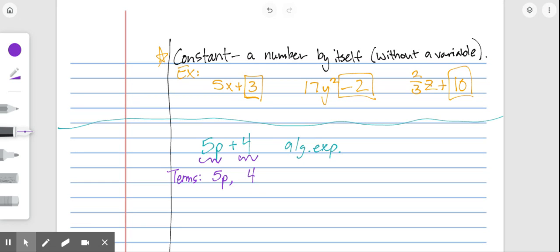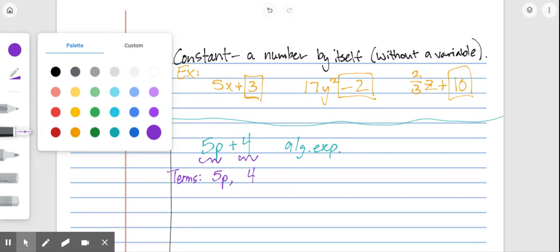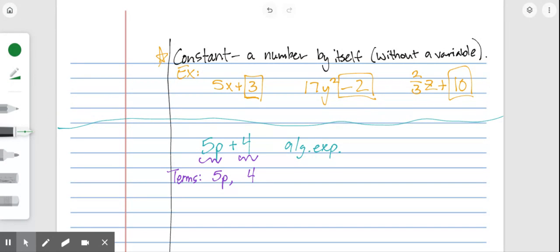Okay, the second vocab word that we learned was variable. So what are the variables in this? Variables are letters or symbols. So p is a variable here. So if I were to write variables, p is the variable. I don't see any other letters or symbols, so variable p is the only variable.